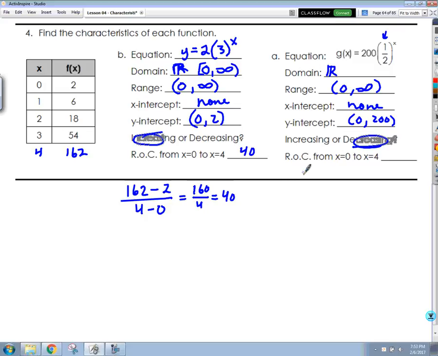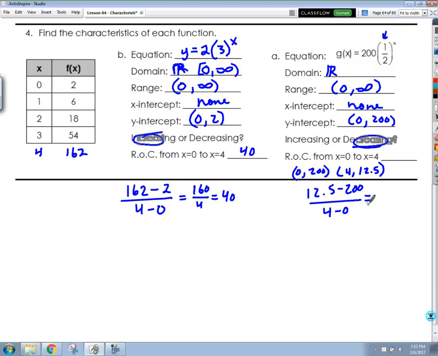Okay? So set up your ratio, 12.5 minus 200 over 4 minus 0. Get my calculator. I'm just going to plug all this in at once because I'm getting lazy. I plugged all that in and I get negative 46.88. And put that right here.